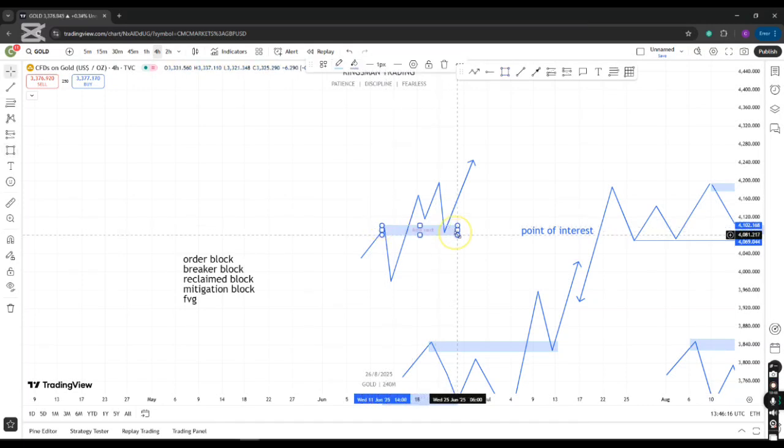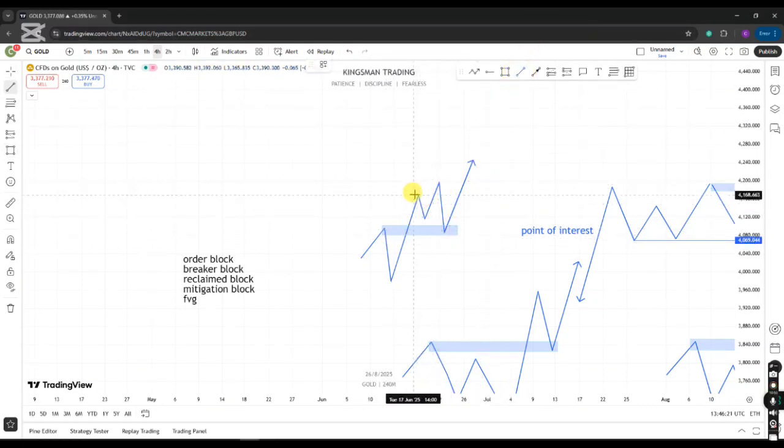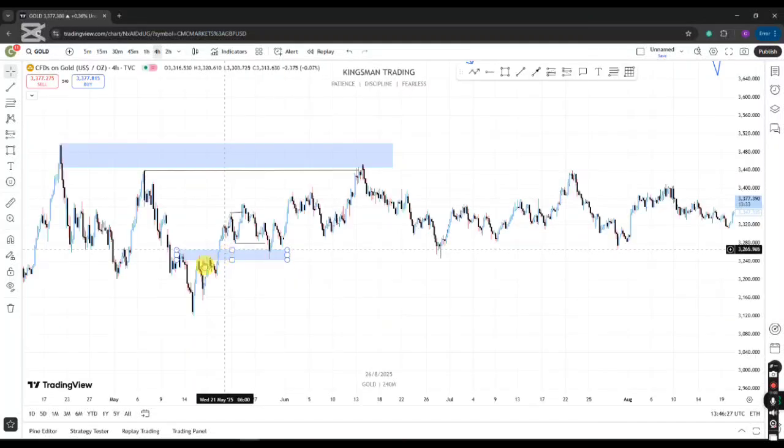Valid breaker block. The presence of liquidity and the break of structure, at least one break of structure, validates this breaker block, which we have here.